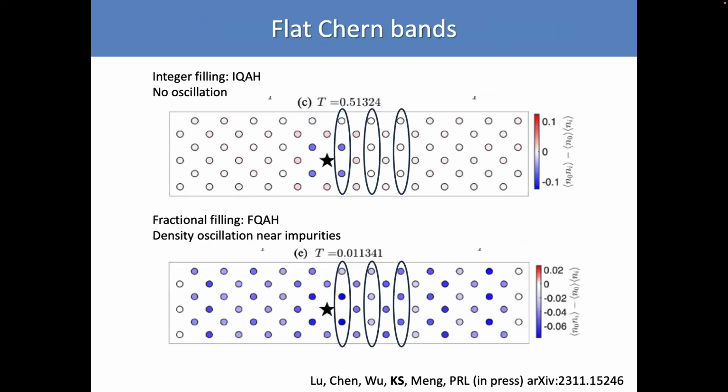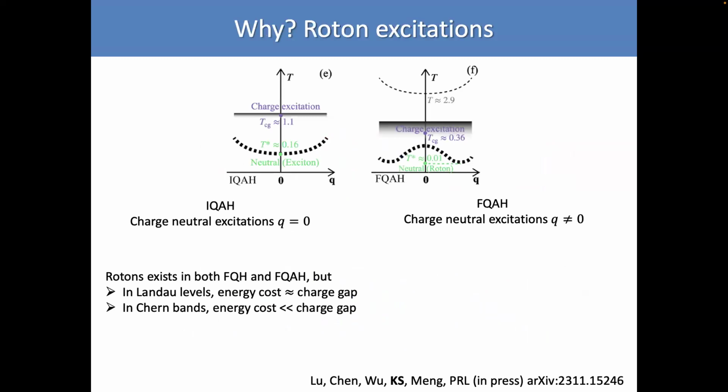And for fractional quantum anomalous Hall flat bands, this type of Friedel-like oscillation is also observed in our recent numerical studies. We look at the flat bands, and at integer filling, we see no oscillation. At fractional filling for the fractional state, we see high and low density. We see oscillation. And the origin of this oscillation, as I mentioned earlier on, is the charge neutral excitation.